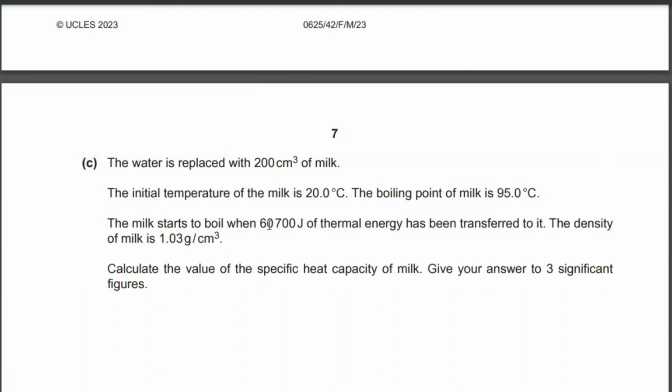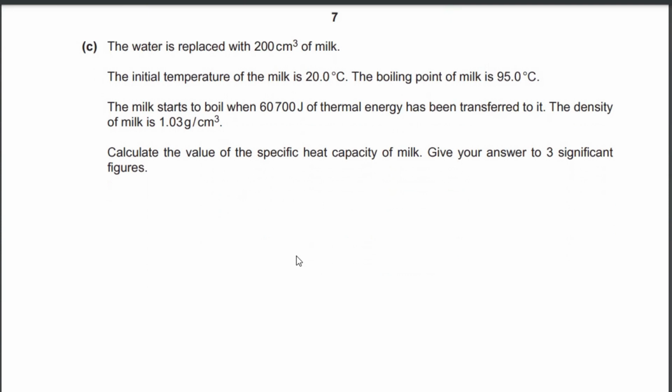Now the milk starts to boil when 60,700 joules of thermal energy has been transferred to it. So this much energy is required to make it go from 20 degrees Celsius to 95 degrees Celsius. And the density of milk is 1.03 grams per centimeter cube. First of all, we will notice that the units are in centimeter cube and gram, so the answer would also be in grams. We will also deal with the CGS system, which is grams, centimeters, and seconds.